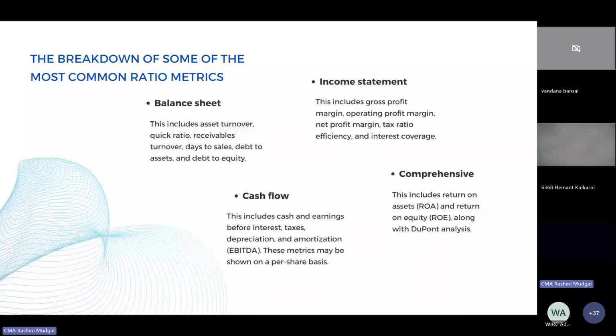Next is cash flow. Actually, cash flow tells us about the earnings before interest, tax, depreciation. Okay, so they give us this metric which shows the per share basis. Okay, comprehensive actually includes return on asset, whatever return I'm getting over this much asset I have employed, and return on equity along with the DuPont analysis. Okay, this is the analysis.